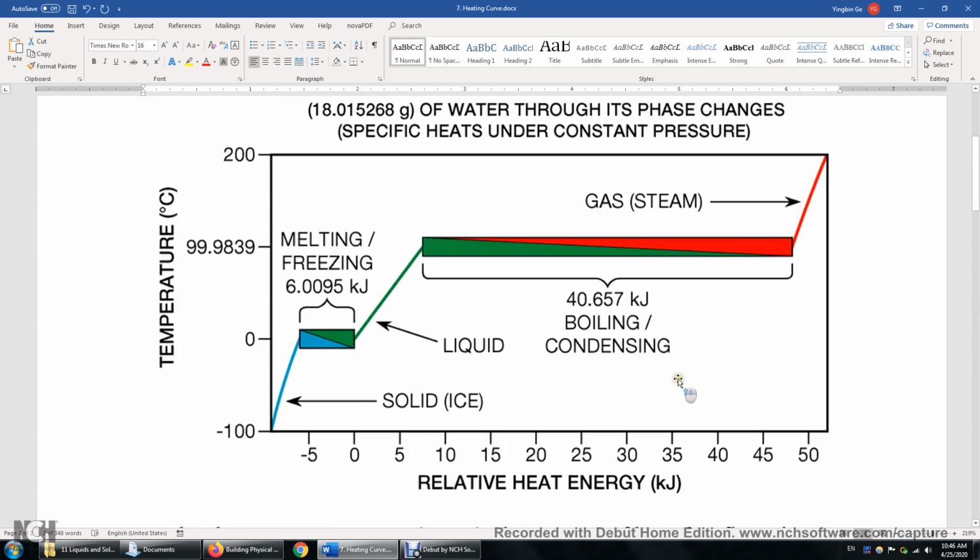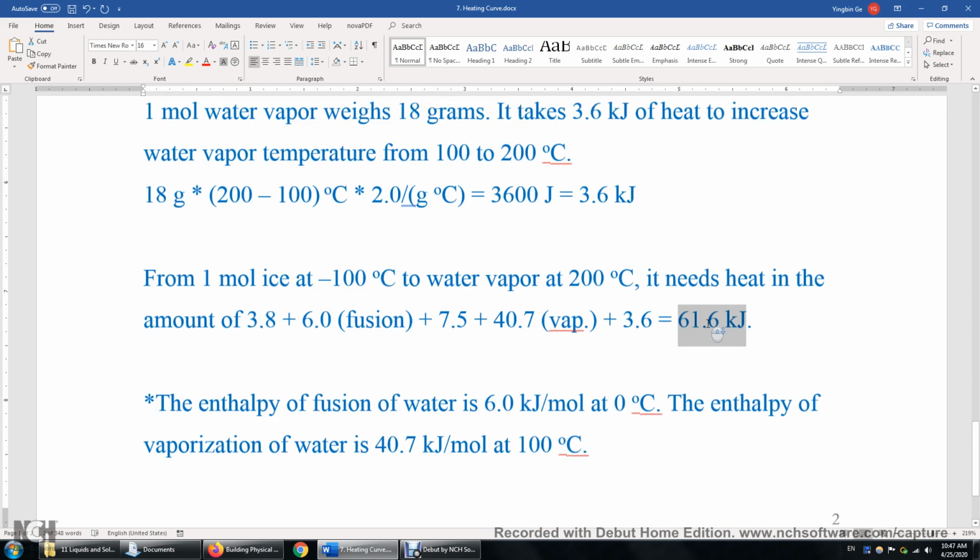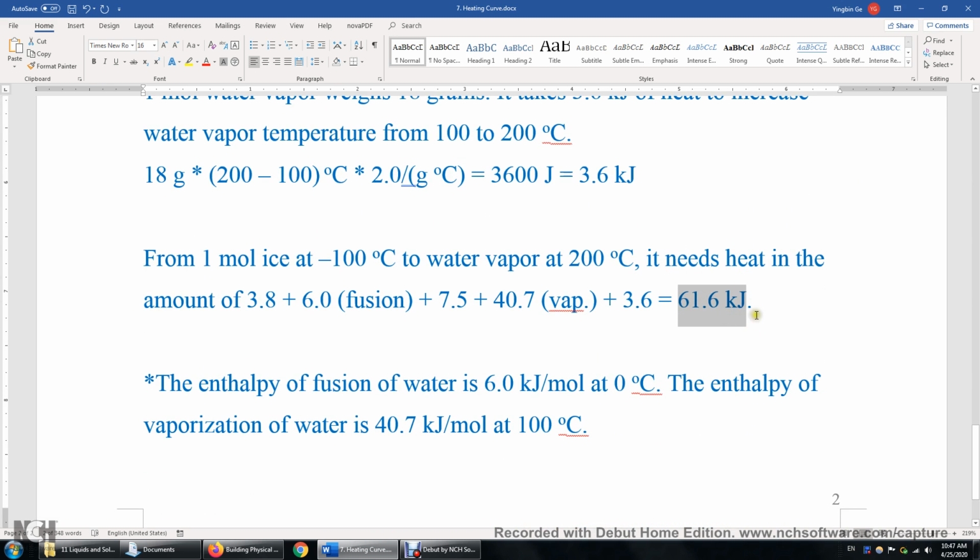And if you look at the heating curve, it's from roughly negative 10 to positive 52. From negative 10, right here, this is negative 5, 0, negative 5, so this is roughly negative 10. This is 45, this is 50, I think this is roughly 52. From negative 10 kilojoule to positive 52, the difference is 62, indicated by this heating curve of water. When this ice at negative 100 degrees Celsius turns into water vapor at 200 degrees Celsius, 62. So this is our result. Also roughly 62 kilojoule of heat.